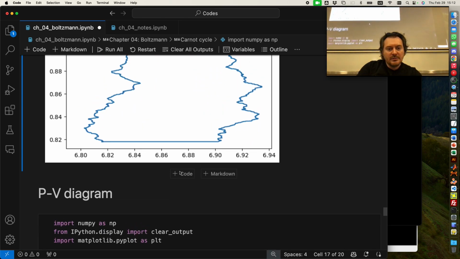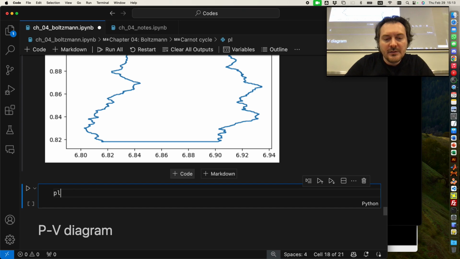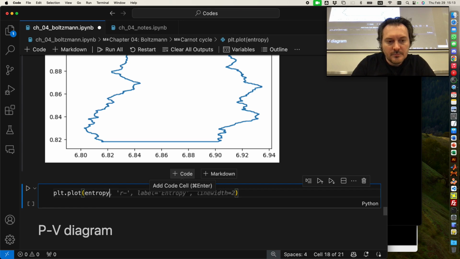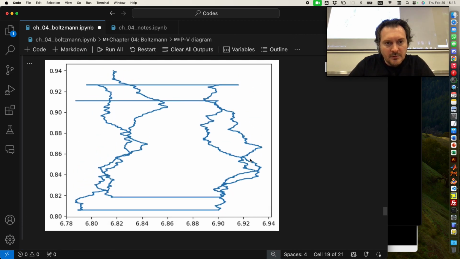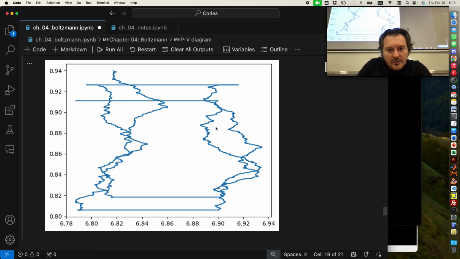The result is here. So plot entropy versus temperature, but this is cold. So do you see? It goes like this, goes like that, goes up here and goes like that. So it goes up again. So it goes like this.